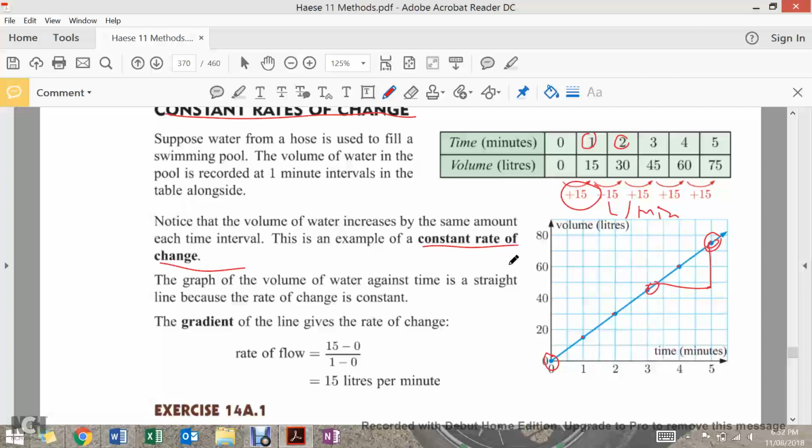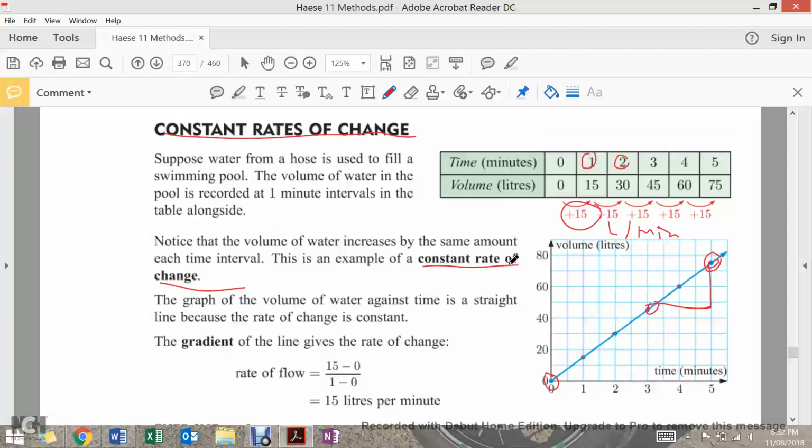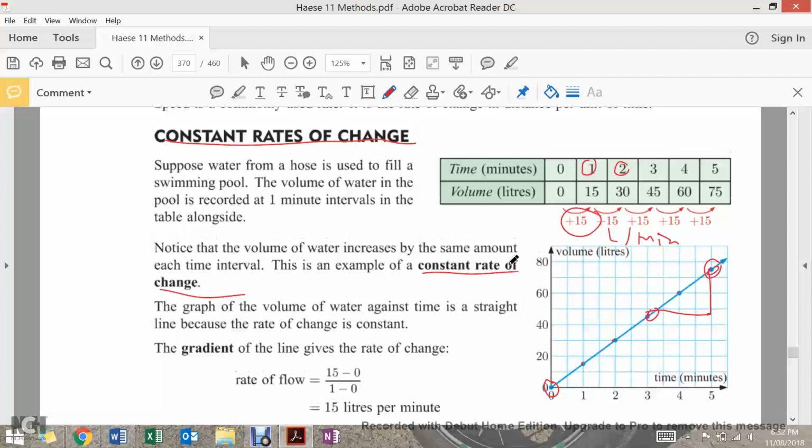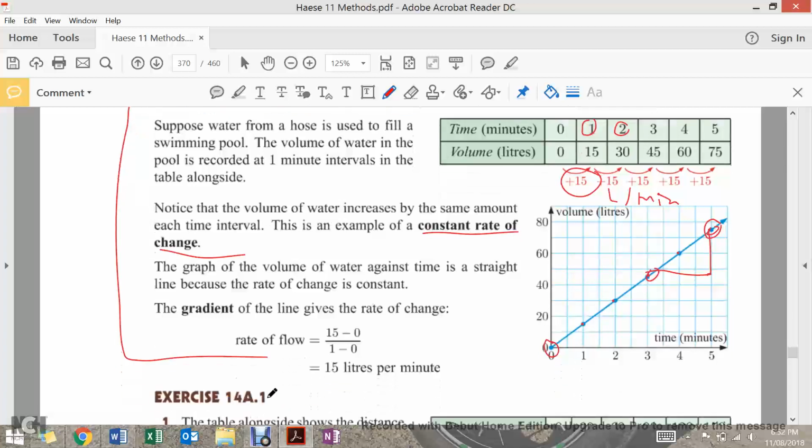And that's it for this section, ladies and gentlemen. I would recommend that you write down this example as a note. This whole section here, write it down as a note, and then give these questions a crack.